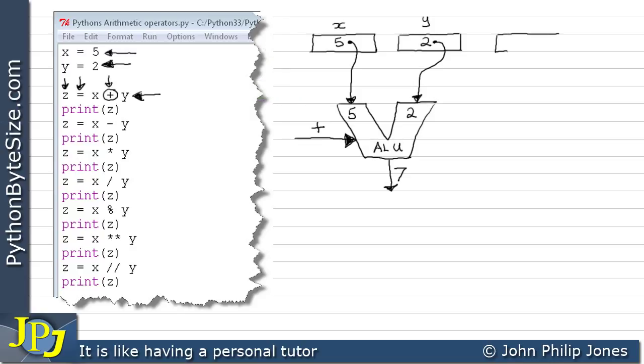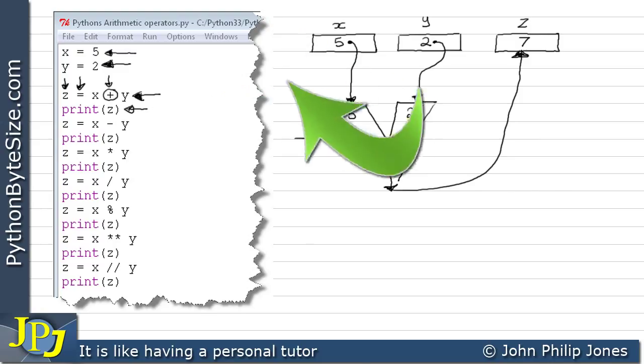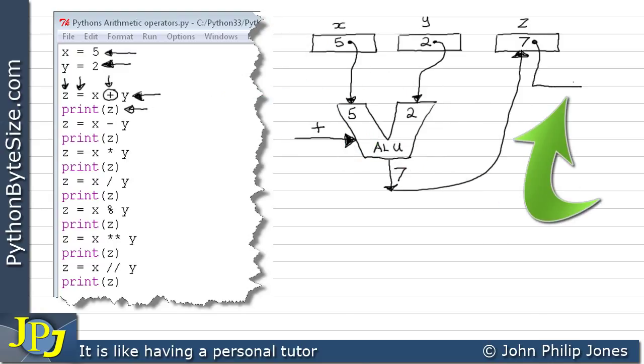So we need another variable, which we have here, which I've labelled as z. And, of course, the 7 gets copied into the z. Now, if we have a look at this line in the code, we're printing z, which simply means we send the value of z, which is 7, to the visual display unit.